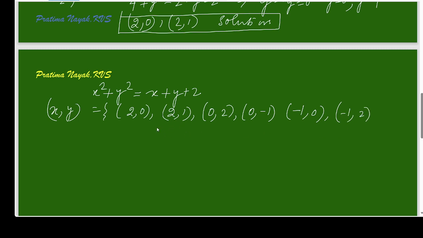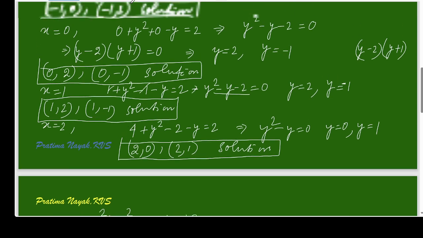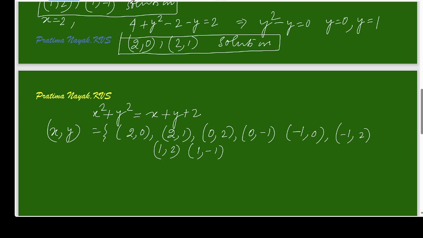Next, what else remains? 1, 2 and 1, minus 1. Check once. 2, 0 and 2, 1, then 1, 2 and 1, minus 1, then 0, 2 and 0, minus 1, and the last ones, minus 1, 0 and minus 1, 1.